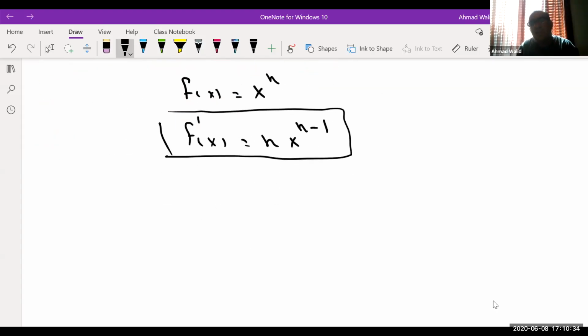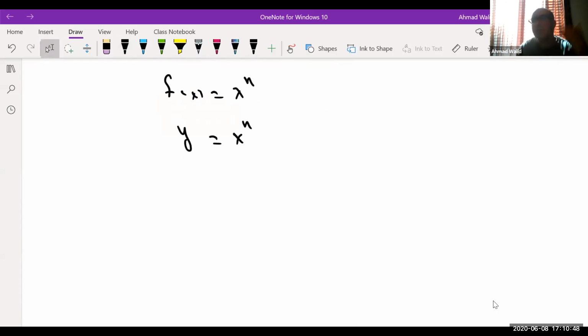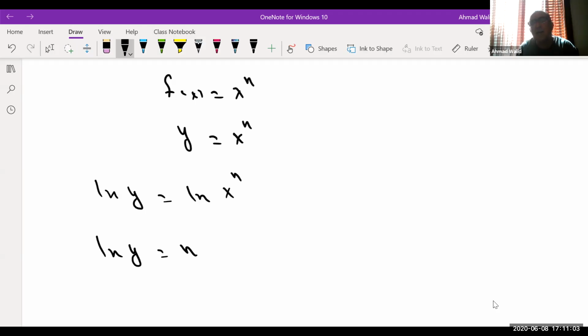This is your function, f of x equals x to the power of n. Can I write this one as y equal x to the power of n? Definitely yes, right? Let's apply ln. Let's apply our rule. ln y equals ln x to the power of n. Based on the logarithmic rules, n comes to the front, then ln y equals n ln x.